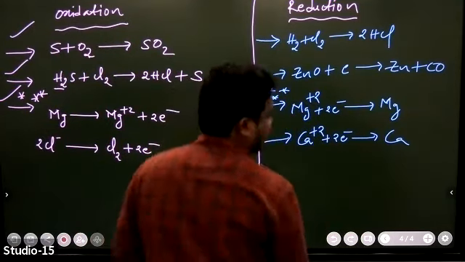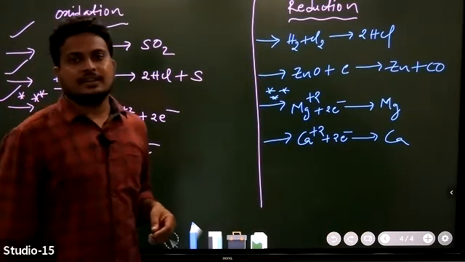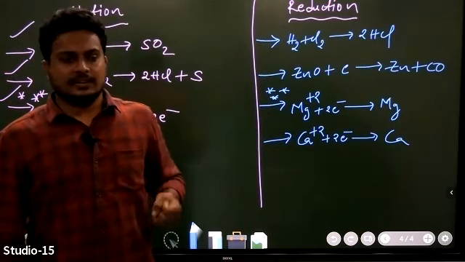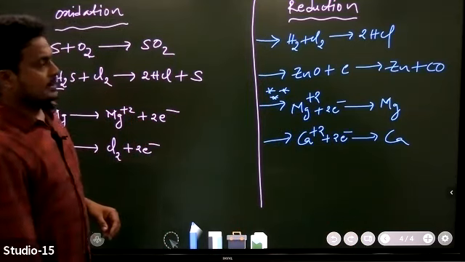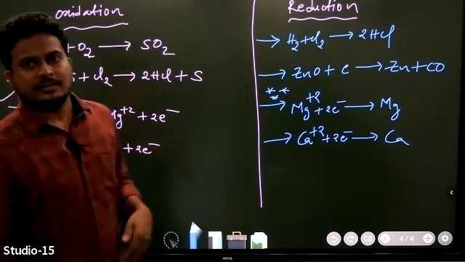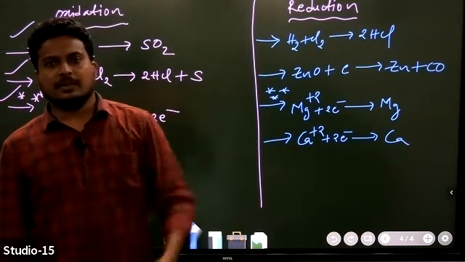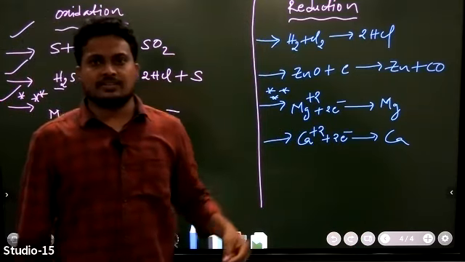Now coming to oxidizing agent and reducing agent. Oxidizing agent always takes electrons. Reducing agent is always ready to give electrons. Then you can easily identify. That is, metals always act like reducing agents. Same with 1A group elements and 2A group elements. All 1A group elements act like strong reducing agents.